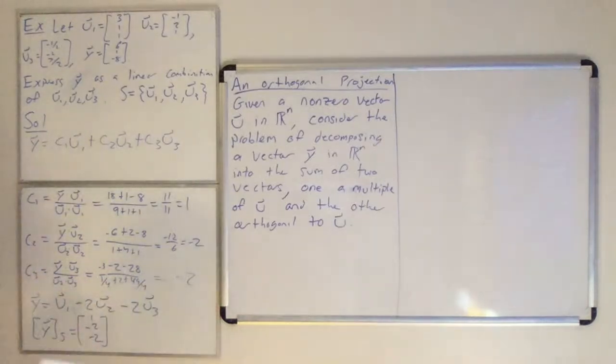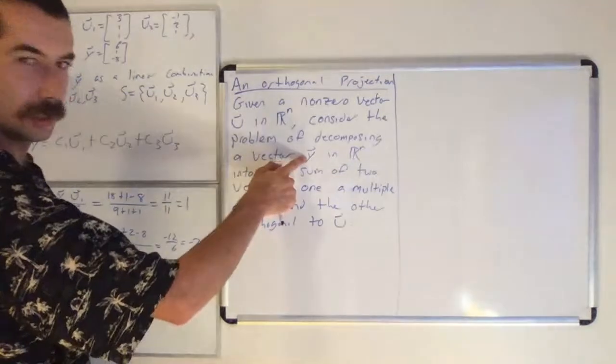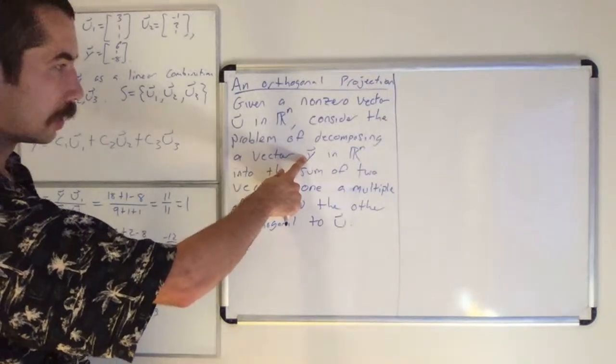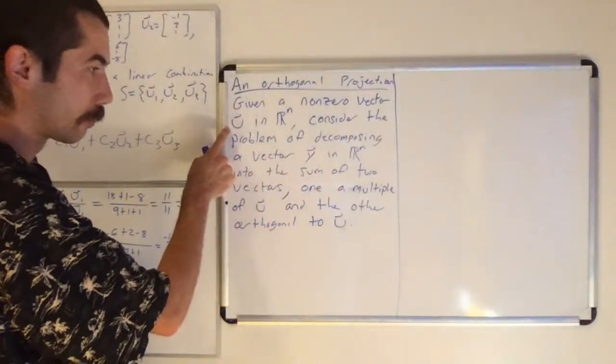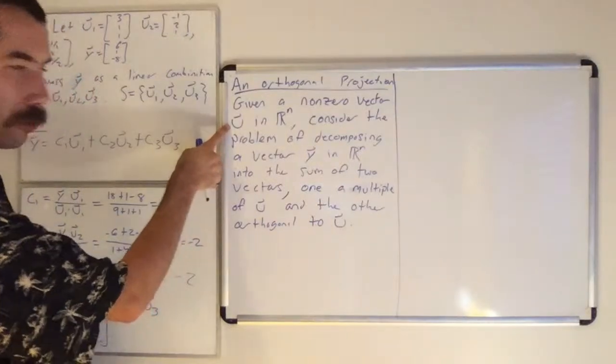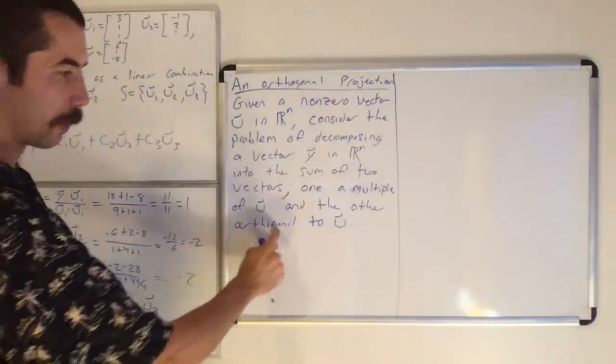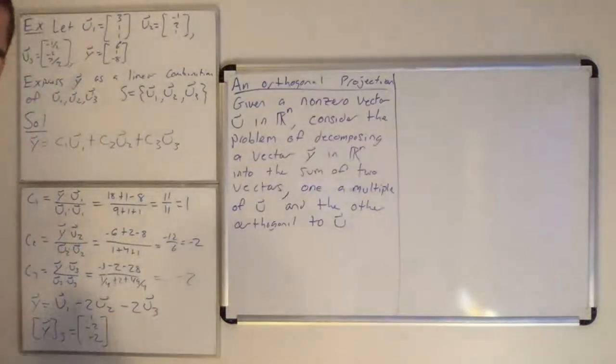Okay, and again, we'll get to a picture in a second. But just to read what we wrote here, we want to take some arbitrary vector in Rn, and express it as a sum of two vectors. One of them is going to be a scalar multiple of u, so it's going to be parallel to u. The other one is going to be perpendicular to u. Okay, so that's our goal here.